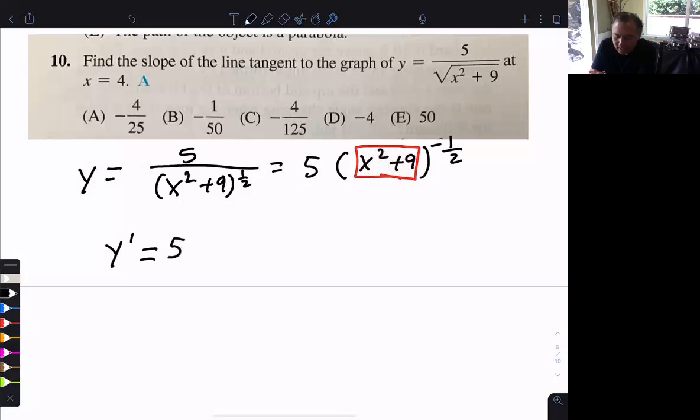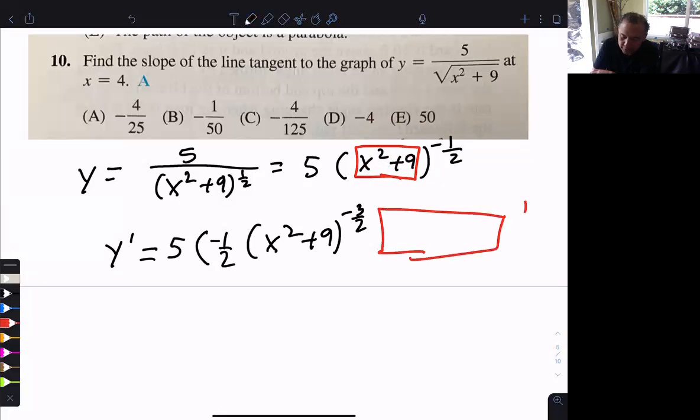5 is a constant. I copied that down. The power moves in front, so a negative 1/2 moves in front. Then I still have the box. I subtract 1 from that, and that's negative 3/2. But then you always have to multiply by the derivative of your box, and that's going to be 2x.